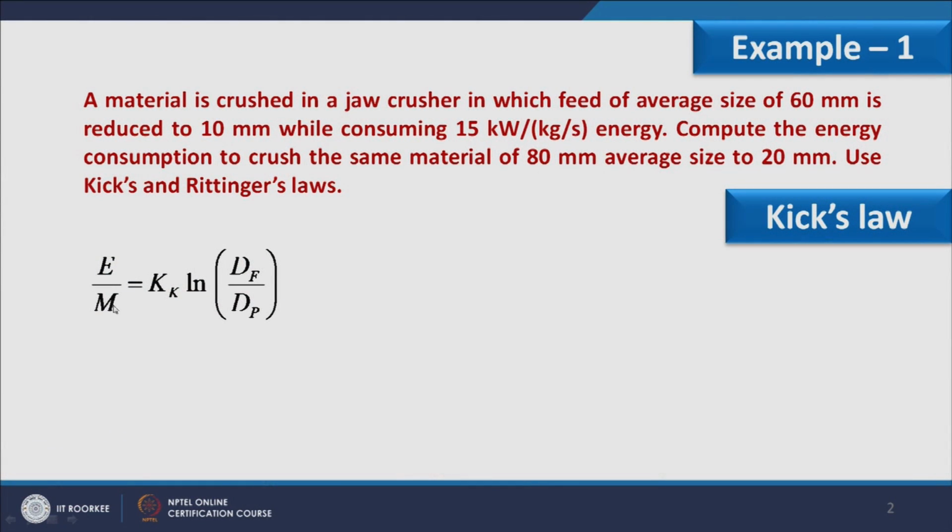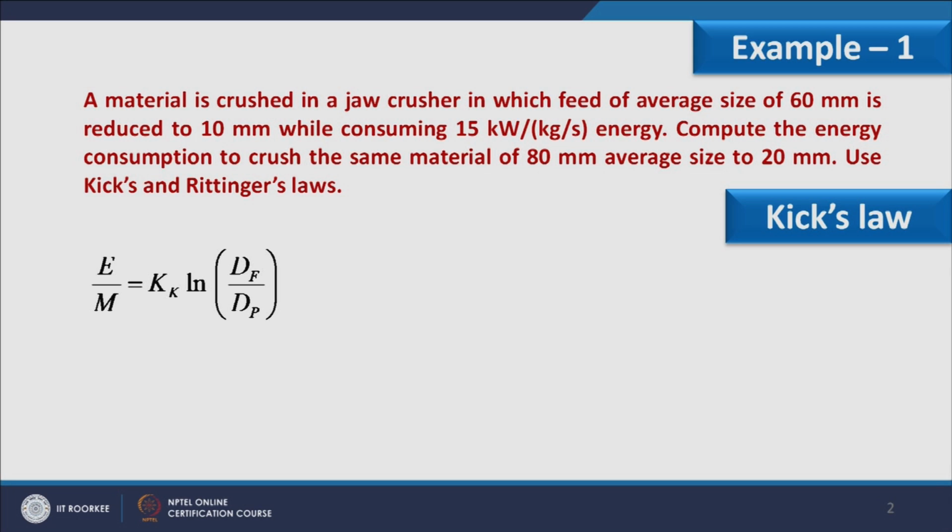As you are very well aware, the expression of Kick's law is basically E by m, that is energy consumption for crushing m unit of material, equal to Kk, that is Kick's constant, ln df over dp. Here, in the first part of this question, the value of E by m is already known to us, and it is equal to Kk ln df over dp. So, in the first case df would be 60 mm and dp would be 10 mm.